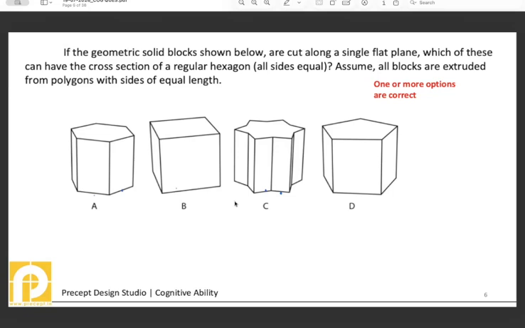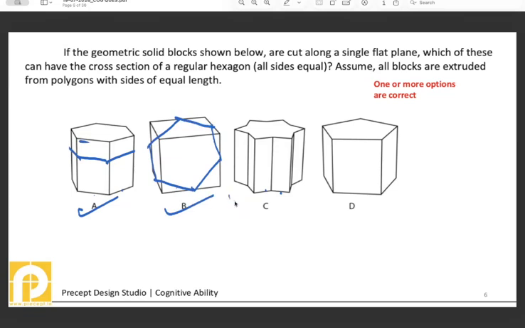Okay. So A is a regular hexagon. If I have a straight cross section cutting along the plane surface, we get a regular hexagon because we are told that all these polygons are of equal length. Okay. In case of B, when I cut it along a plane which connects the midpoints of these two sides, I will get a regular hexagon like this. So B is also true.